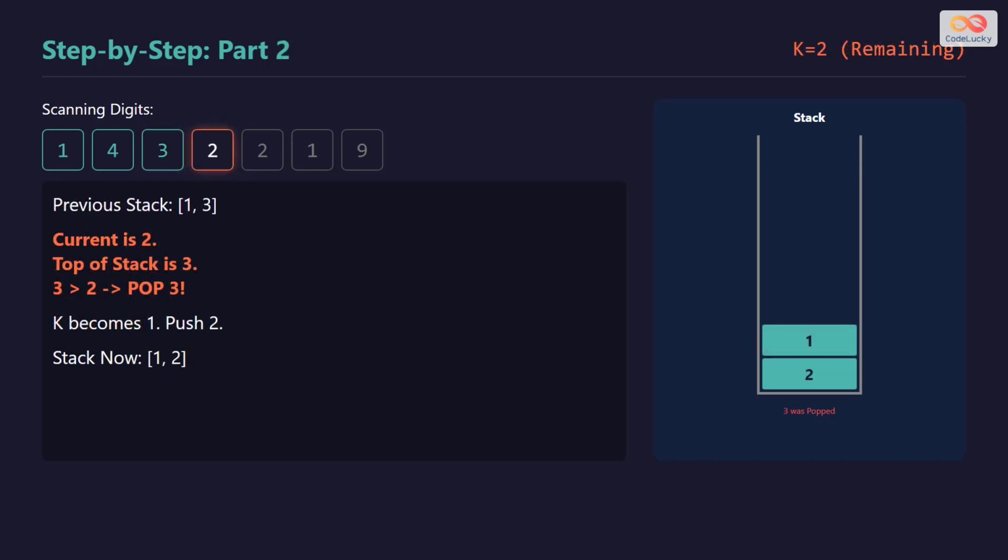We continue. The stack has 1 and 3, next is 2. Again, 2 is smaller than the stack top, which is 3. We pop 3. Now k is 1, we push 2, the stack is now 1, 2. We have successfully removed the peaks that were making our number large.